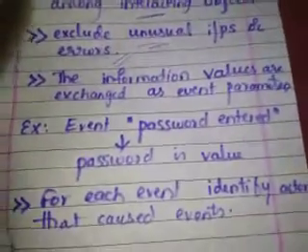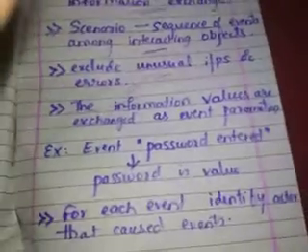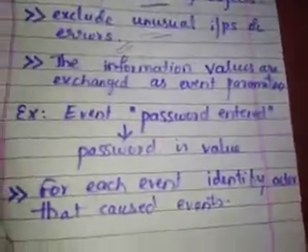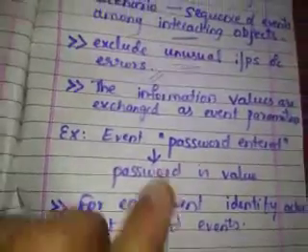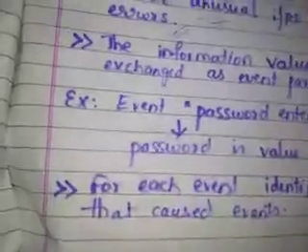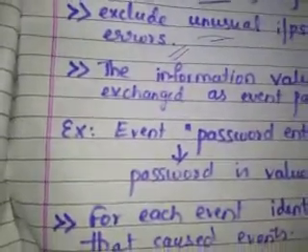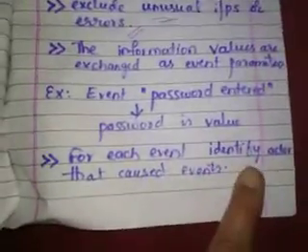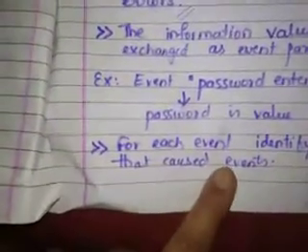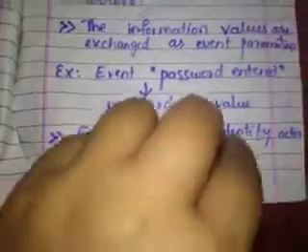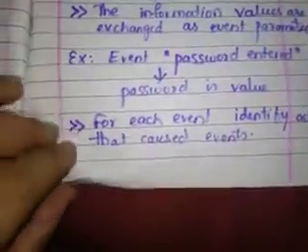The information values are exchanged as the event parameters. So for an event like the password entered event, the value of the parameter is the password the customer has entered, or the PIN the customer has entered. Now for each event, you should identify the actor that has caused the event. The password is entered by the customer. So we should identify the actors that cause the events.